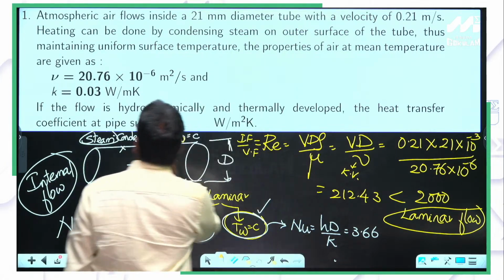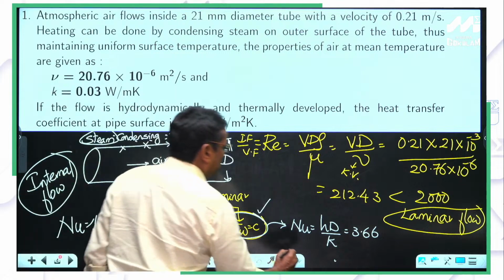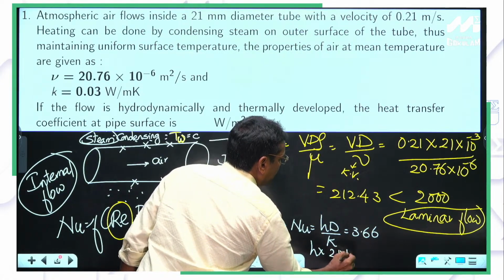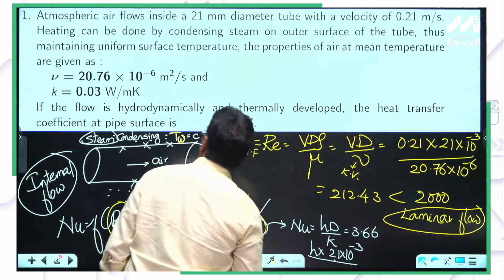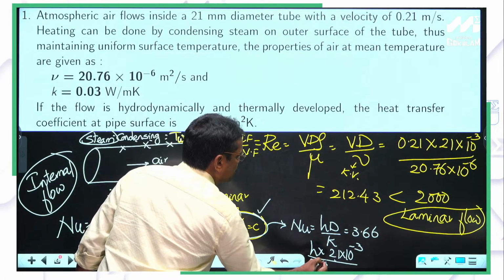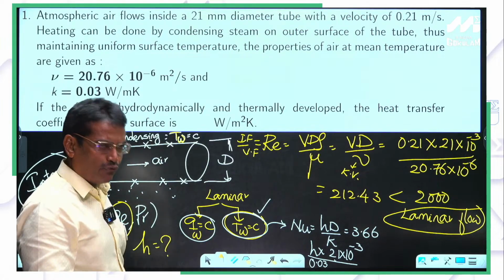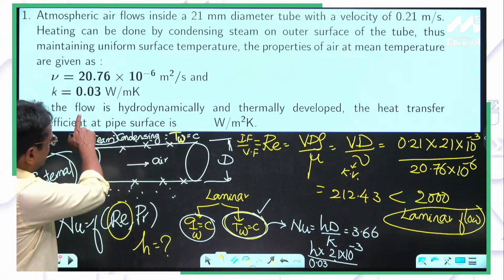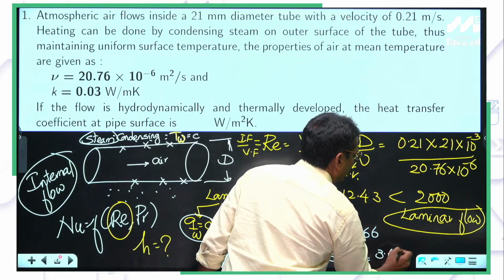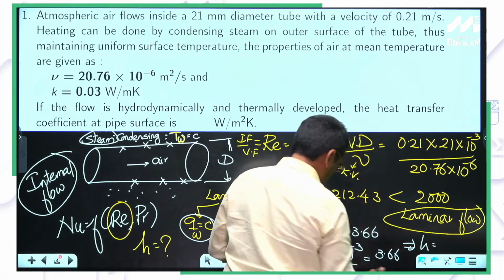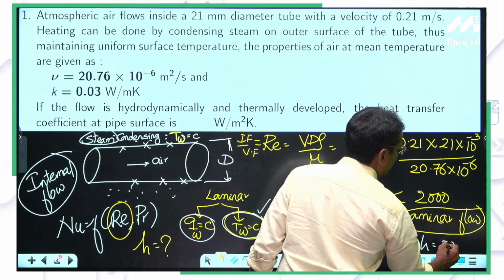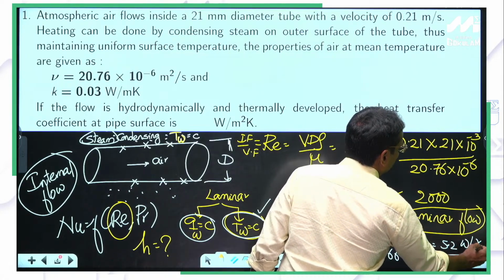So, we require the h value. Diameter is given, and thermal conductivity of air is also given. Therefore, h into the diameter, 21 into 10 power minus 3, divided by the thermal conductivity of air. For your information, air is a very poor conductor of heat. Its value is just 0.03. This is equal to 3.66, from which h can be obtained as 5.2 watt per meter square Kelvin. This is the answer.